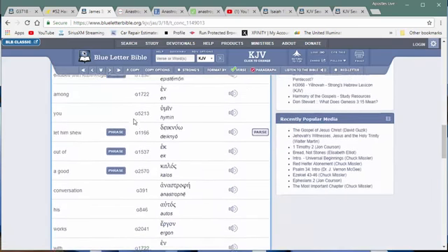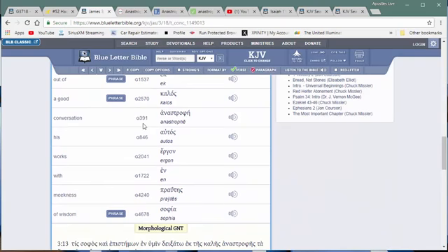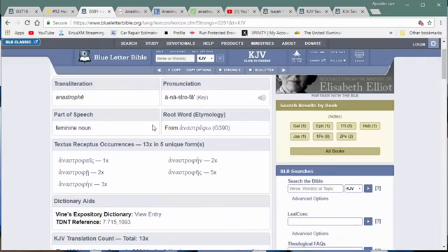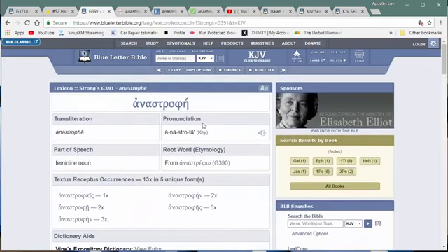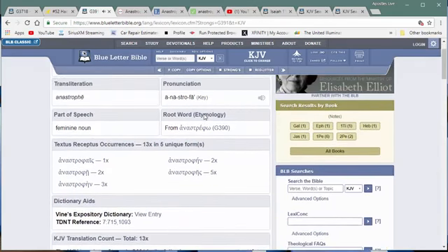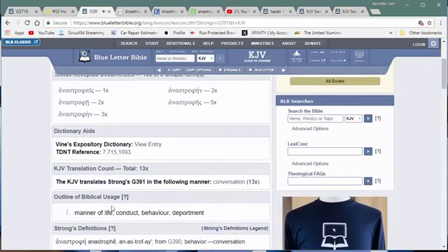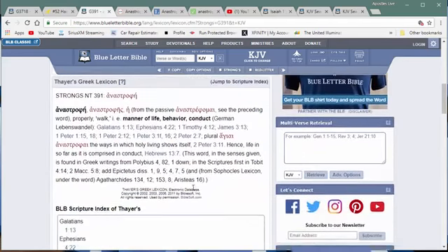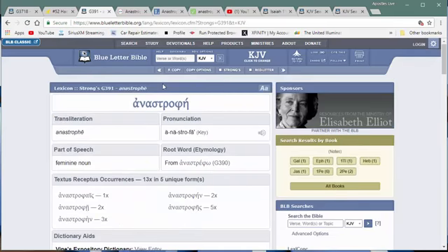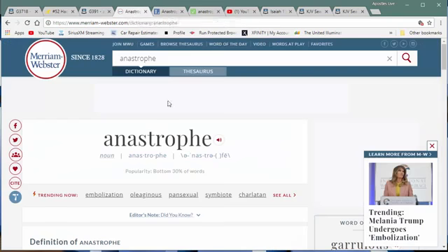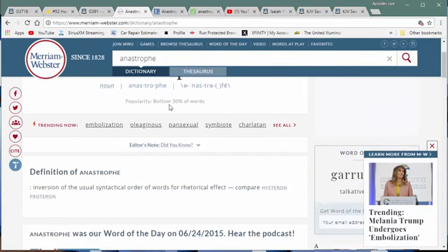This is where we go into the Greek and look up good conversation, or rather conversation, which is a good conversation. Let's play the Greek. Strong's G391. Anastrophe. Manner of life, conduct, behavior, deportment. Now, it doesn't tell us much, but when we look up the word, here's where the light really starts to shed concerning the word.